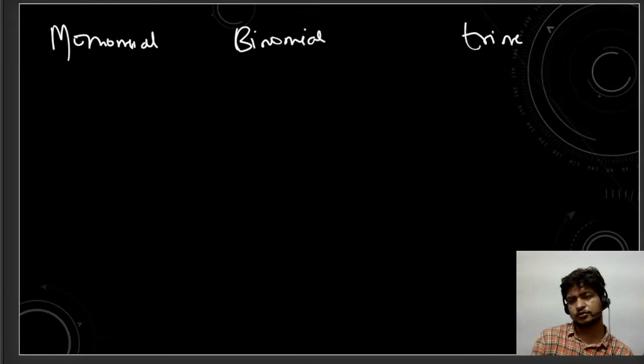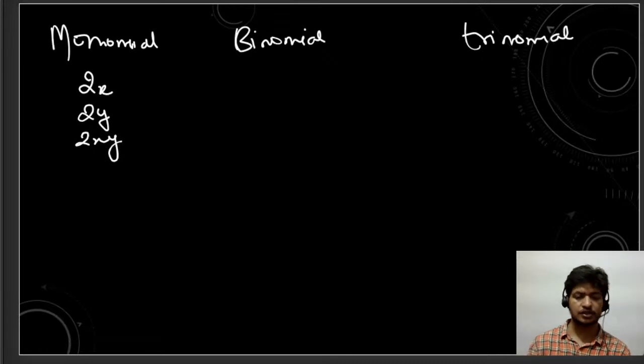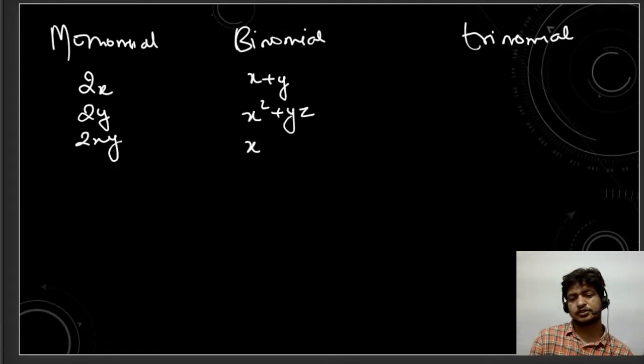First one is monomial, second one is binomial, and third one is trinomial. Monomial means we have only one term. I can represent this as 2x, 2y, 2xy. These three things are called monomials. If I write a binomial, it will be represented as x plus y, x square plus yz, x cube plus yz, yx, and z square.